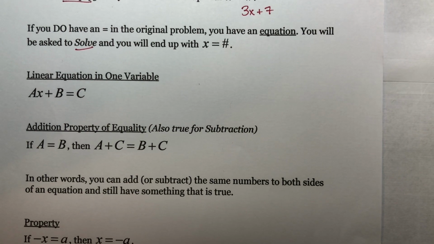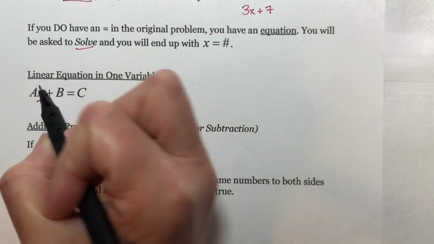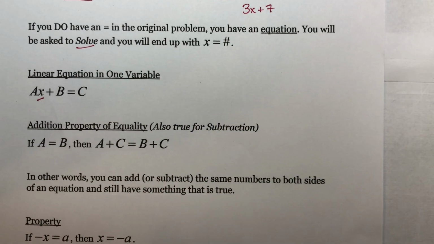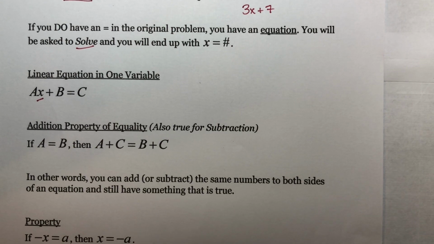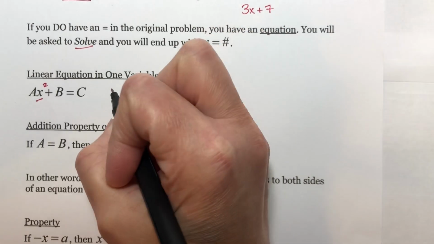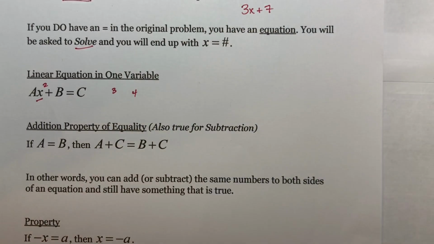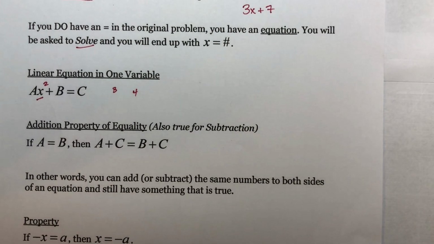Now, what we are looking for mainly is that we just have one variable, obviously one variable, just an x, not an x and a y, not a t and an s, just one variable. And we don't have a square or a cube or a fourth power, anything else like that on our variable, just plain x. And we have a linear equation in one variable.